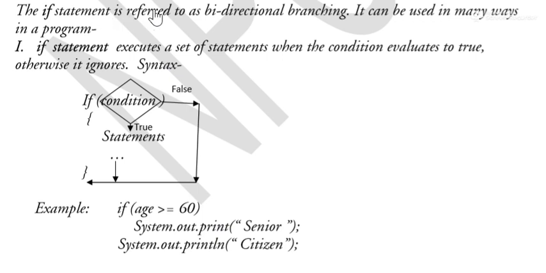The if statement is generally used for bidirectional branching. In bidirectional branching, if the condition is true, then the program control flows in one direction, and when the condition is false, then it moves the program control in another direction.